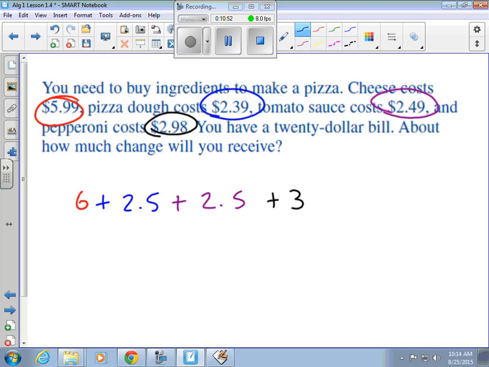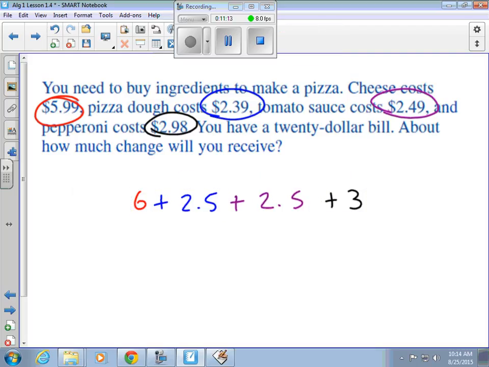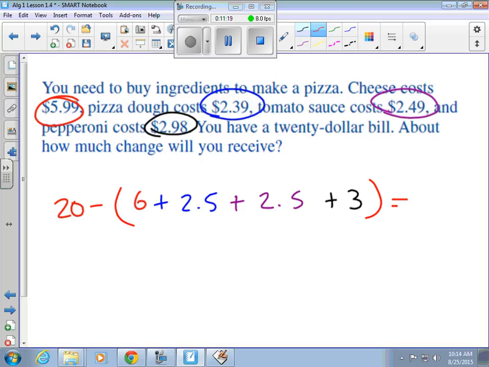It says you have a $20 bill. About how much change will you receive? Well, you're going to put all of this together, and then you're going to subtract this from $20, because you know that if you pay with a $20 bill, you're going to put all this together. So if we were to set this up, it would look something like this. Put all of this together, and we would subtract it from 20 bucks to give us how much change we'll have.